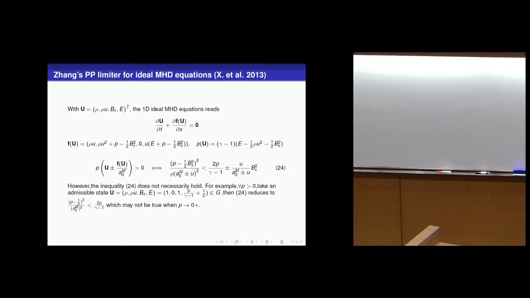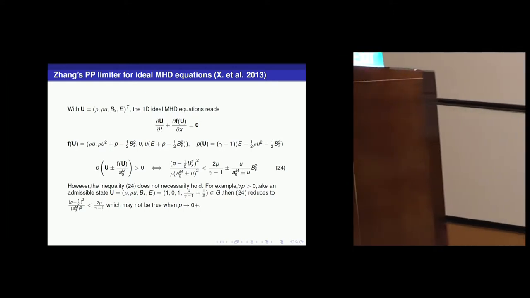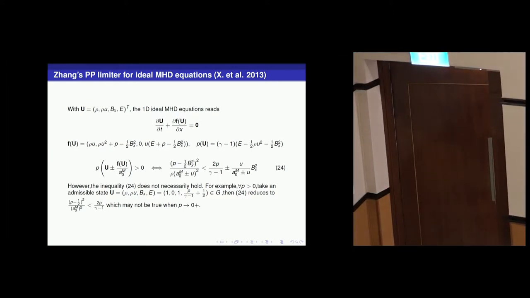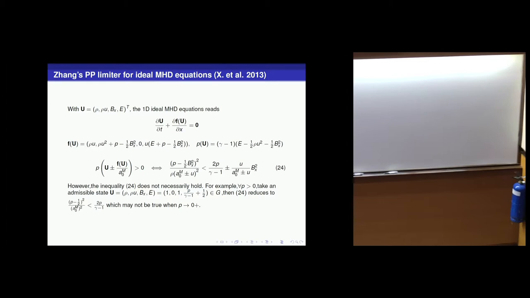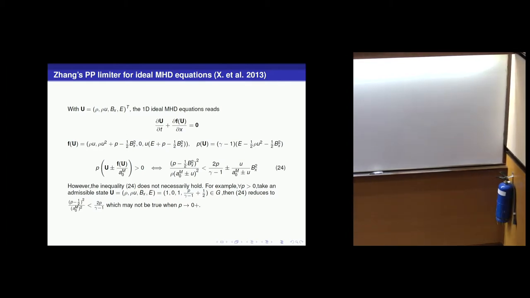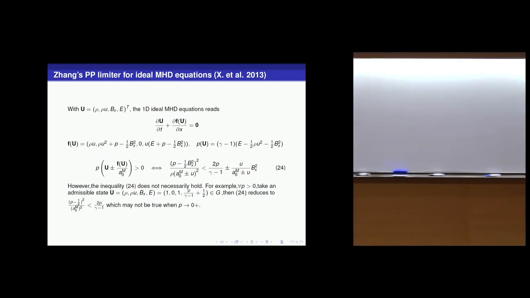But for the MHD equation, it doesn't work. In the 2013 work, we just proved it for one dimension. We cannot move on to the ideal MHD equation. Why? Because you have this term, and this term. If bx equals zero in one dimension, the MHD equation reduces to the compressible Euler equation, so we can make the proof. But for the MHD equation, these two terms are to be subtracted, and it's hard to make the proof. There is actually no way to prove it, because we can make a contradiction as just mentioned here. So we cannot prove it by applying Zhang and Shu's limiter to the MHD equation.